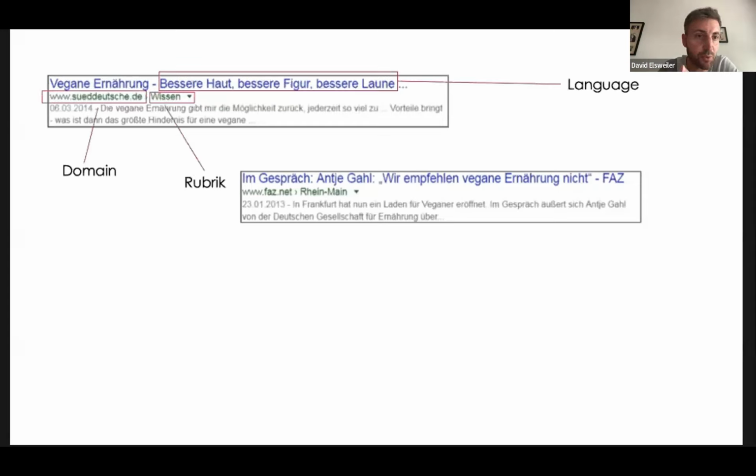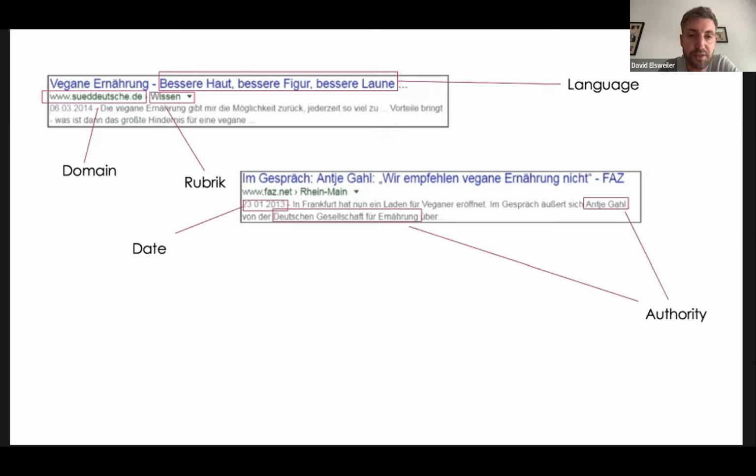So the domain was an important one, so was the rubric, the language used, temporal information, and people also tried to extract things or people or companies that could be viewed as an authority figure. And what was happening was that different people were extracting different cues and their judgments were being biased accordingly. And even if people were using the same cues, they were interpreting these cues very differently.